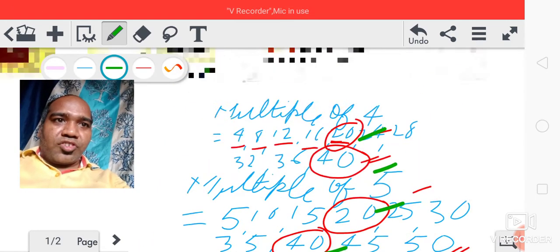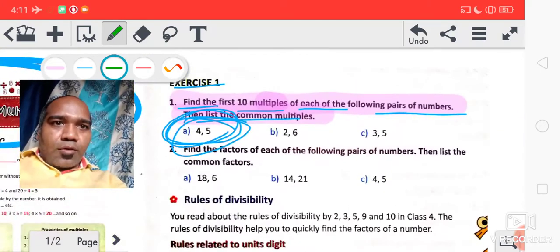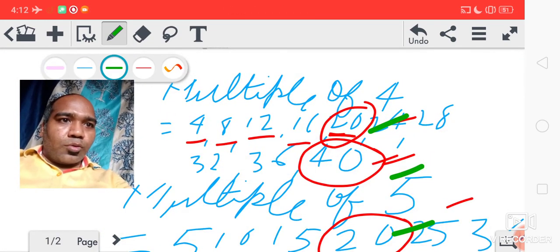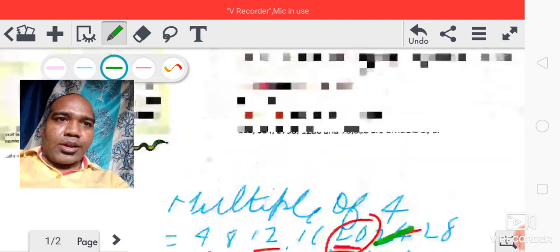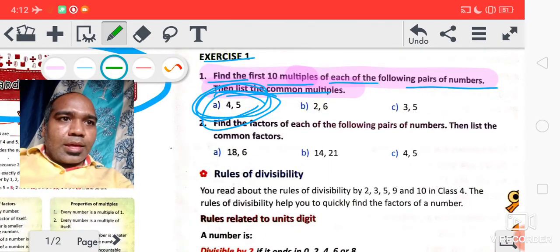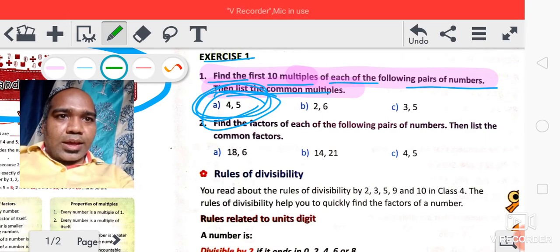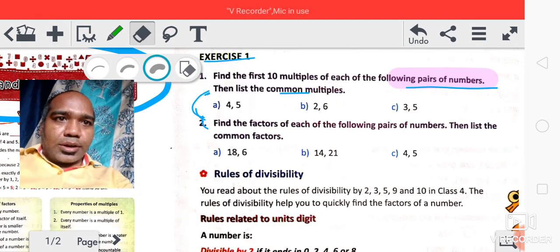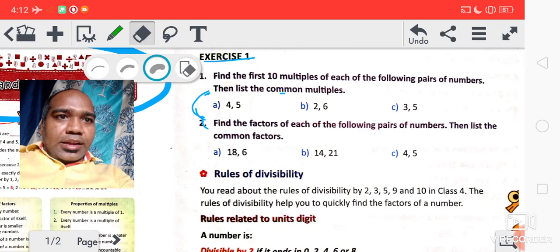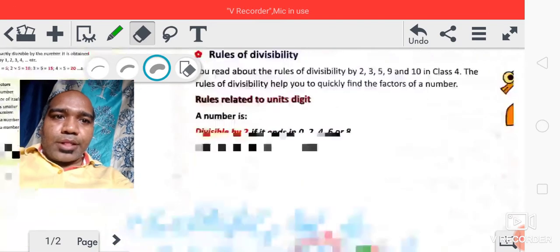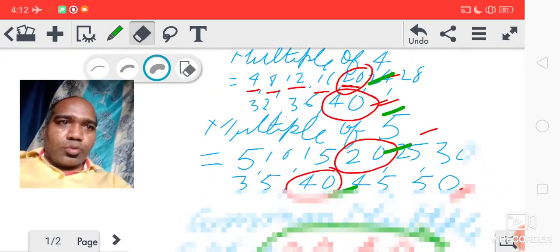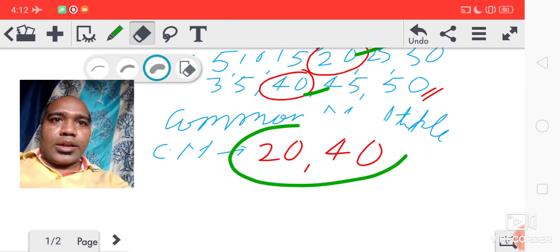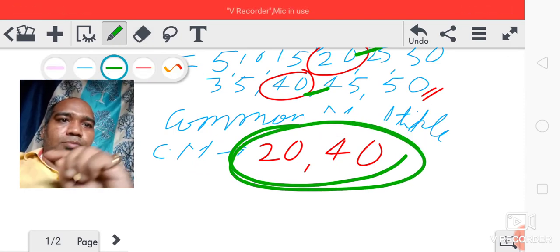So what was your question? Just look at here. Find the first 10 multiples of each of the following. So 10 multiples we have found of 4. 4 10s are 40, up to 40 we have written for 4 and 5. Okay. So 10 multiples of both 4 and 5 we have written. Then this one, what is written here? Then list the common multiple. So common means which we are getting in both. So both 20 and 40 we are getting in both. So we have written. Okay.